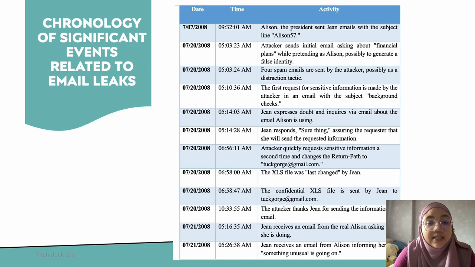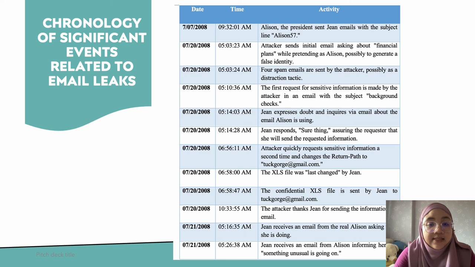And then, for the first request from the hacker for sensitive information, the email subject was background checks. Jen expressed doubt by email about the email address Alison was using. After that, Jen responded and said sure, assuring the requester that she would resend the requested information. And then the hacker quickly requested sensitive information, which is the Excel file and also information of the company, for the second time.